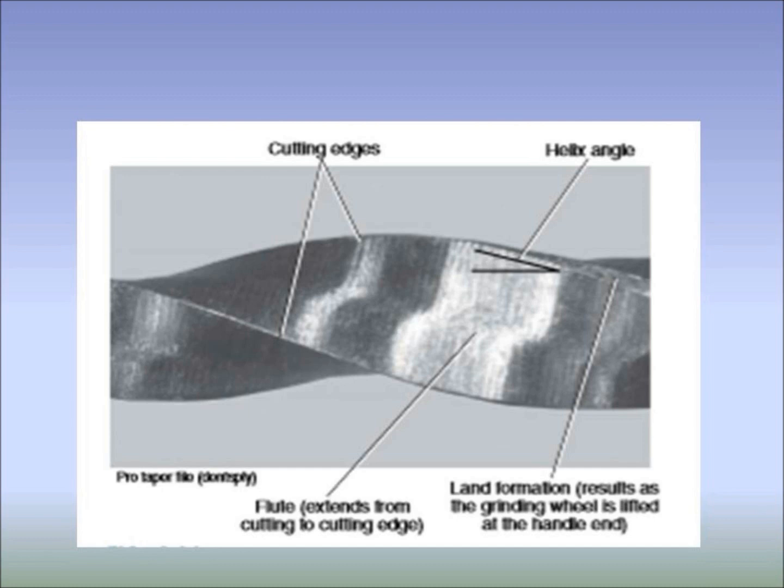Number 3, helix angle. It is the angle the cutting edge forms with the long axis of the file. It gathers debris collected in the flutes from the canal. This angle is important for determining which file techniques to be used.